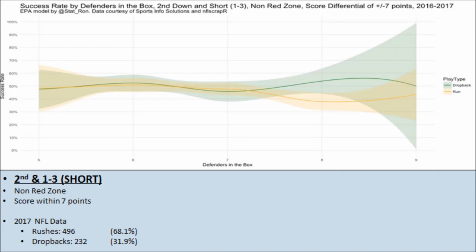On 2nd and short, it really is even more so dealer's choice. Until you get to 8 men in the box, we actually do get to pick up an edge against 8 in the box on 2nd and short, where dropping back and throwing the football gives us a little bit of an edge. We also know that 2nd and short is just really a favorable down and distance in general. It's a really high percentage success rate situation. We get an opportunity to throw the ball deep downfield if we want to. We could go down and distance for trick plays, gadget plays, and that type of thing. So 2nd and short, really the whole playbook's open.